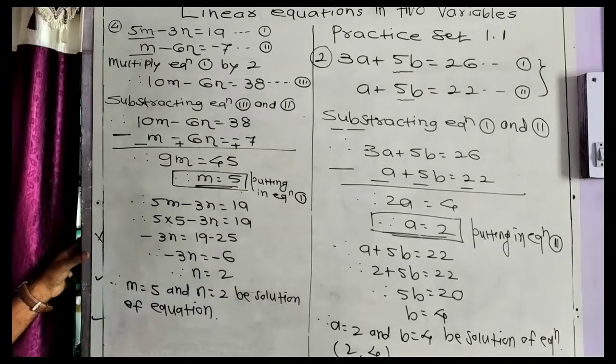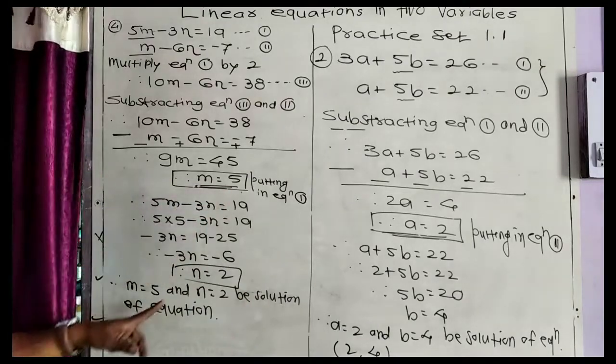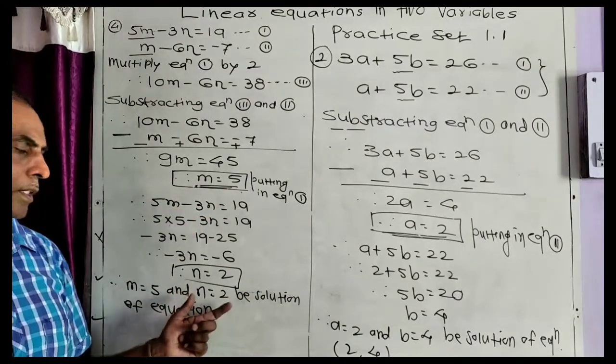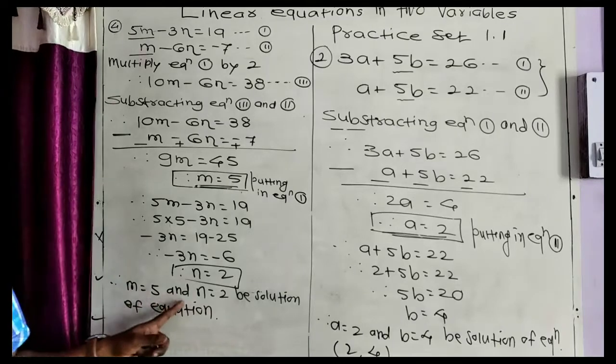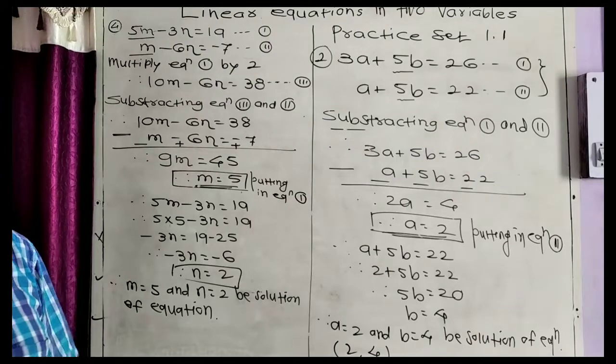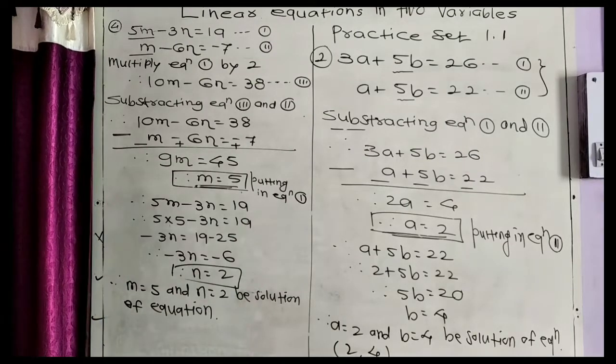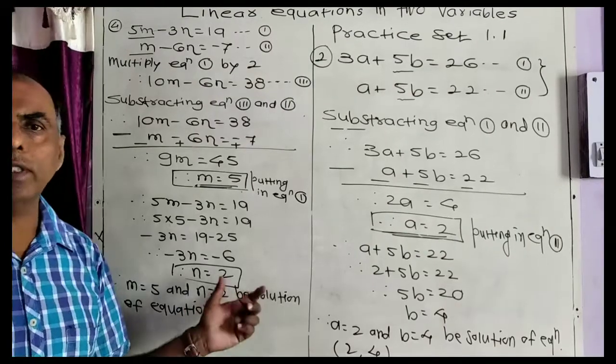So in this way, we have the values of both variables. The value of the m variable is 5 and the value of the n variable is 2. So we write m = 5 and n = 2 as the solution of the simultaneous equations. So observe these both examples and write them down in your notebook, and the remaining examples you have to do for homework.